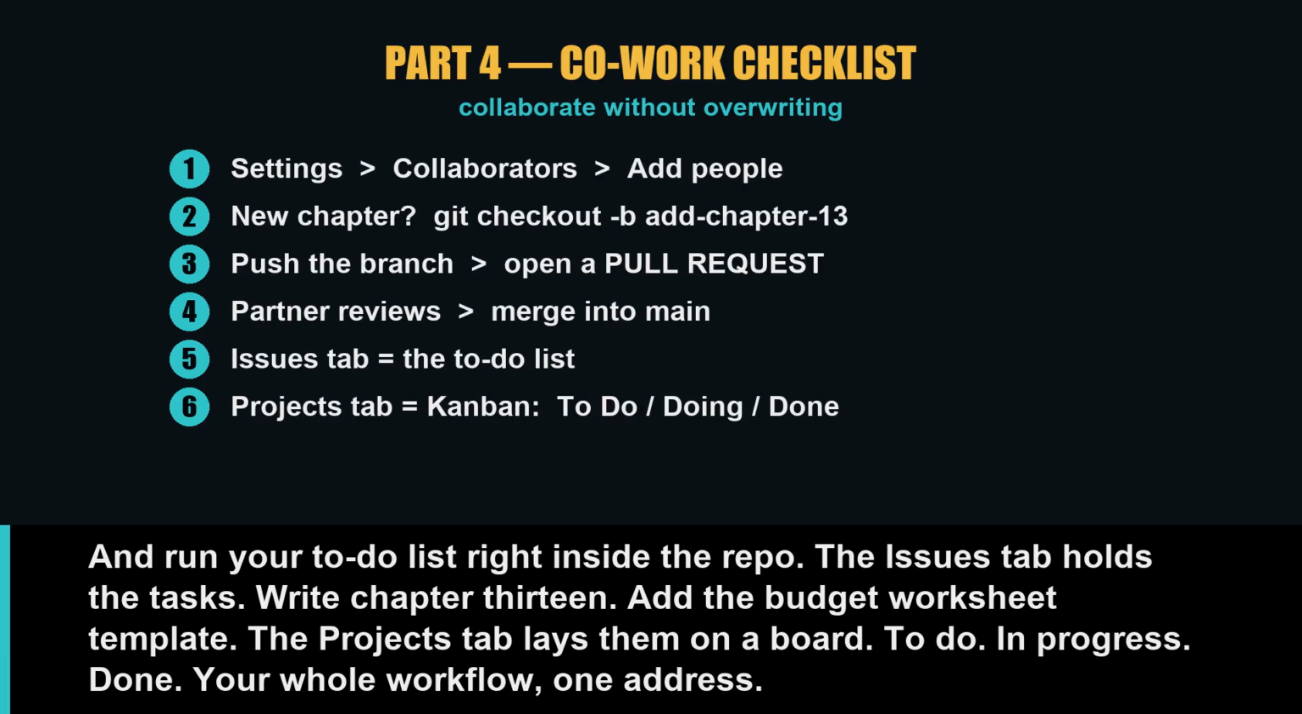And run your to-do list right inside the repo. The Issues tab holds the tasks. Write chapter 13. Add the budget worksheet template. The Projects tab lays them on a board. To do, in progress, done, your whole workflow, one address.